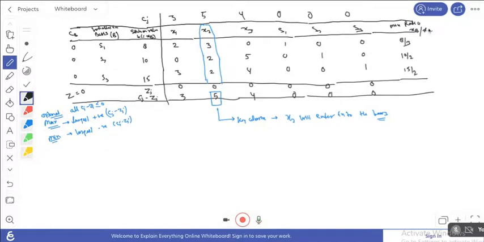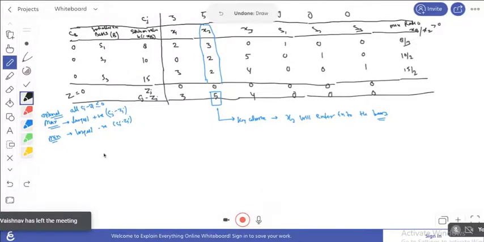One thing to remember is that we consider only entries in the x2 column that are greater than 0. If any entry in this column is 0, it is not considered, because dividing by 0 is an indeterminate form, or very large, and we want the minimum ratio. If any entry is either 0 or negative, we don't find that ratio and neglect it. Here 8 by 3, 10 by 2 which is 5, and 15 by 2 which is 7.5. Among these three we find the minimum ratio.